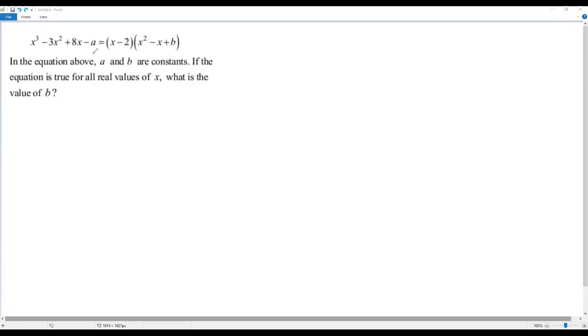In the given equation, there are two unknown constants a and b. Our aim is to get the value of this unknown constant b. Okay, now let me take the given equation as it is. That is x to the third power − 3x² + 8x − a = (x − 2)(x² − x + b).